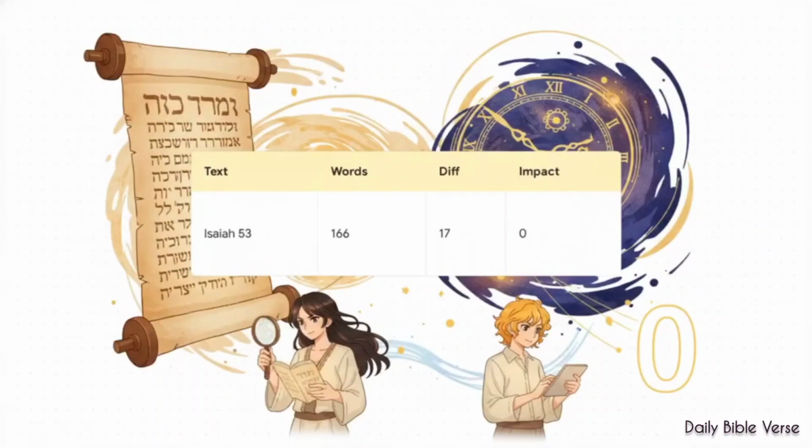The source compares the famous Dead Sea Scrolls, which date all the way back to 200 BC, with the Masoretic text from the year 1000 AD. In the 166 Hebrew words of Isaiah chapter 53, over a gap of literally more than 1,000 years of hand copying, there are only 17 letter differences. And get this, those differences are purely spelling and style. They have absolutely zero impact on the actual meaning of the text.